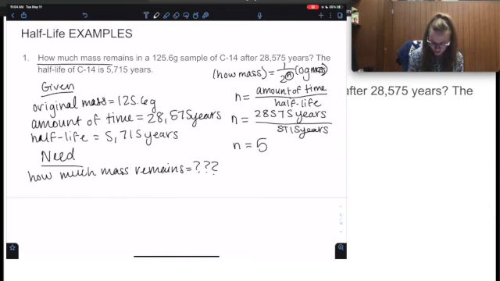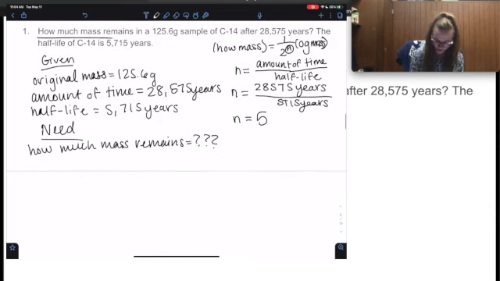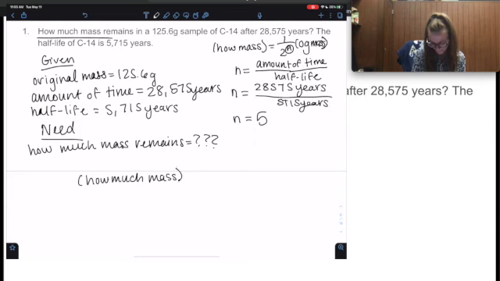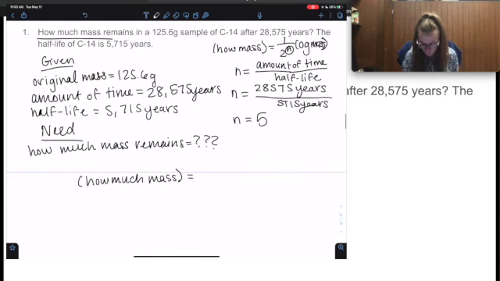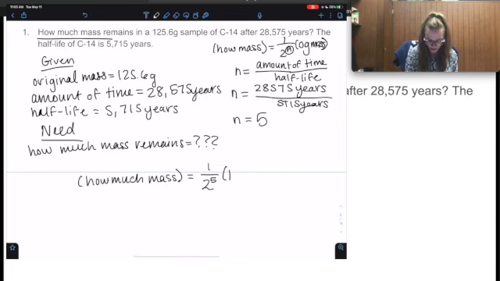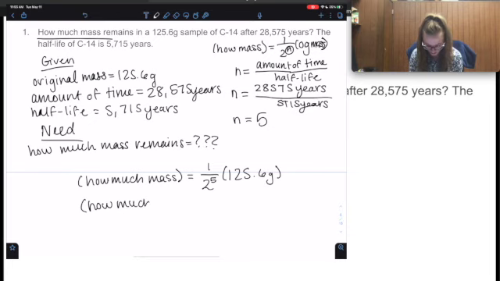So we're still looking for how much mass remains. How much mass equals 1 divided by 2 to that n value, which here is 5. And our original amount of mass given in the problem is 125.6 grams. All right, so we'll go ahead and type that quickly into our calculator, and we'll know how much mass remains.